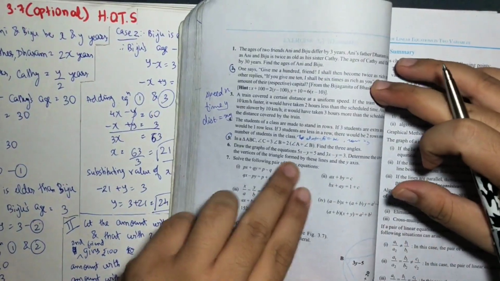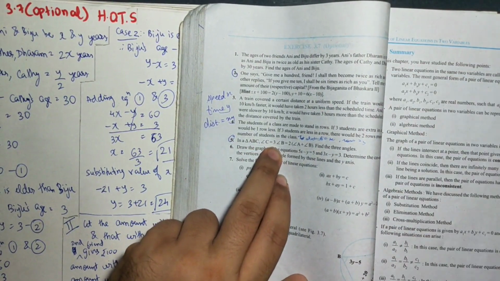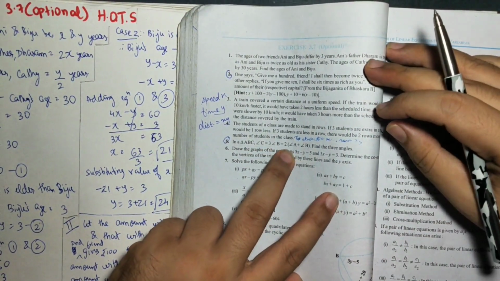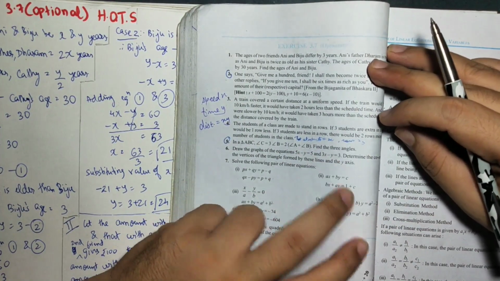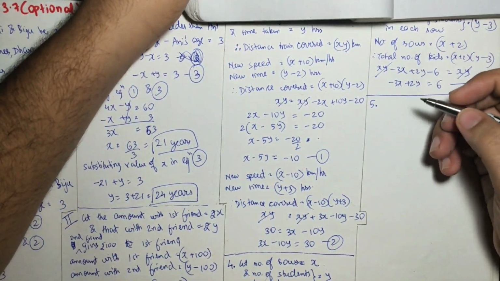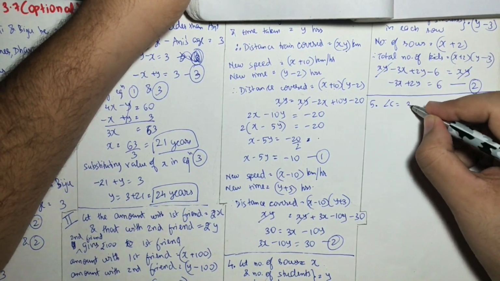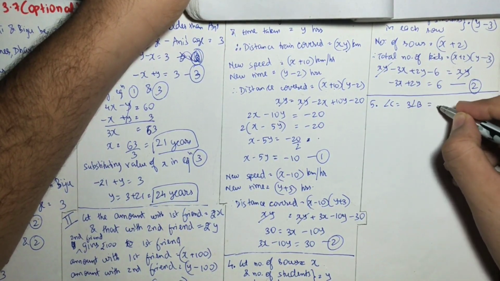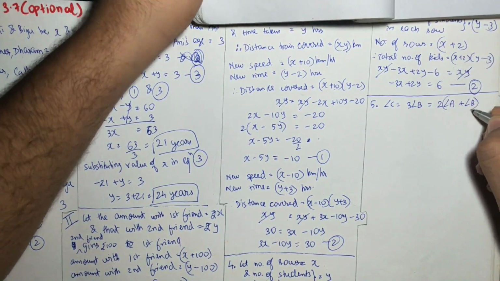Now, in triangle ABC, angle C is equal to 3 times angle B, and that is equal to 2 times angle A plus angle B. Find the 3 angles. This is actually not a HOTS question. I think this is a mistake by NCERT because the answer is very easy. Angle C is equal to 3 times angle B, that is equal to 2 times angle A plus angle B. This is given to you.